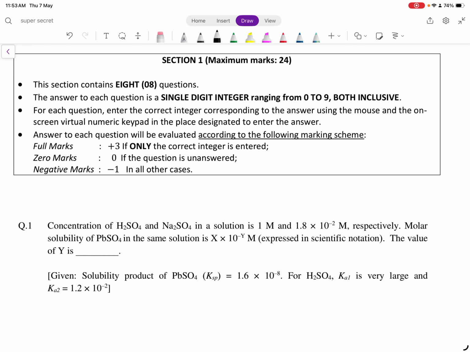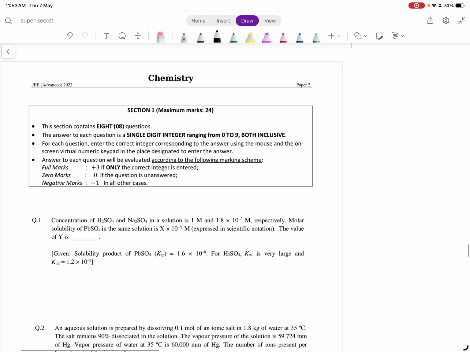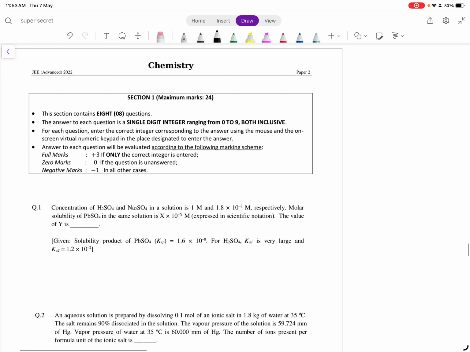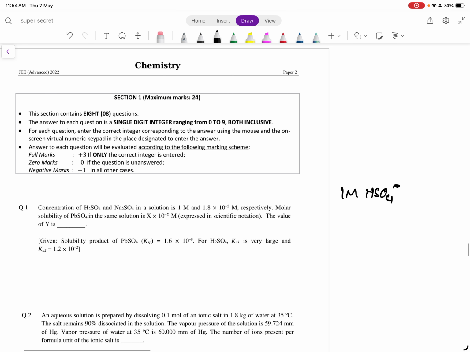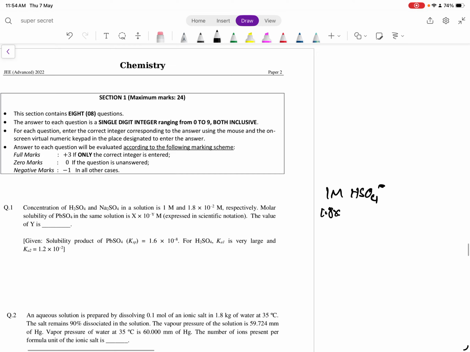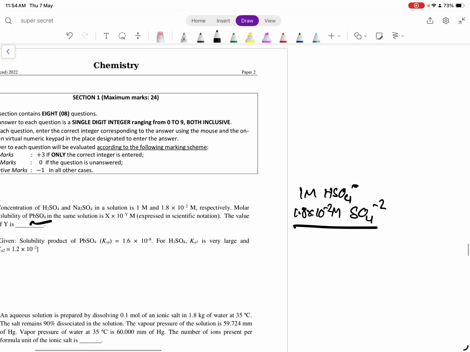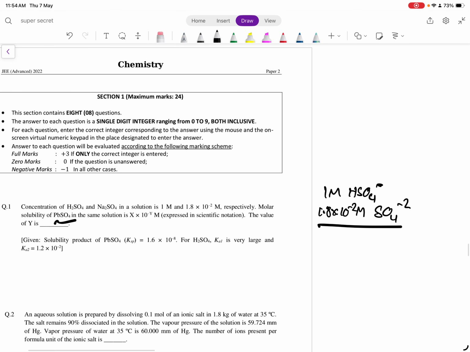So they're given some H2SO4 and Na2SO4, and they've given that Ka1 is very large and Ka2 is this. So we actually have 1 molar HSO4 minus, and we have 1.8 into 10 power minus 2 molar SO4 minus 2 because of the Na2SO4 solution. And since PbSO4 will contribute very less, first I'll calculate the concentration of SO4 minus 2 using all this.